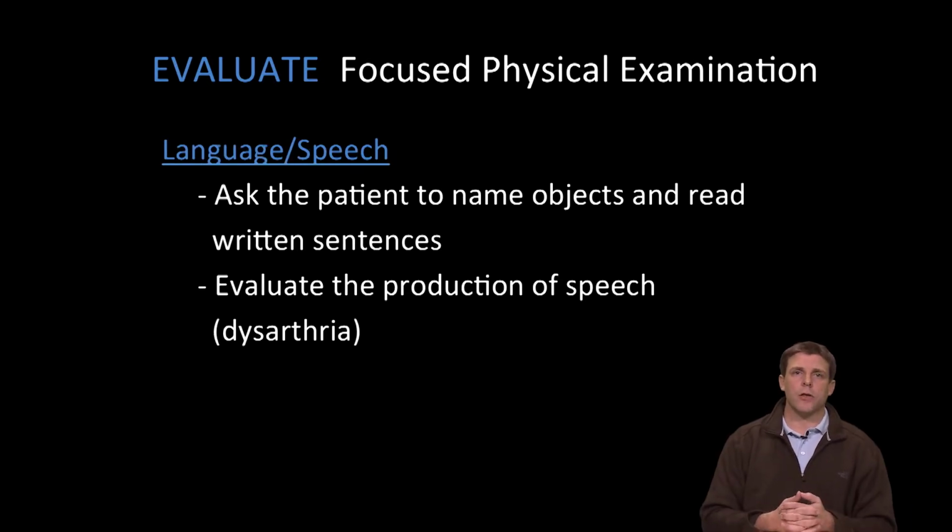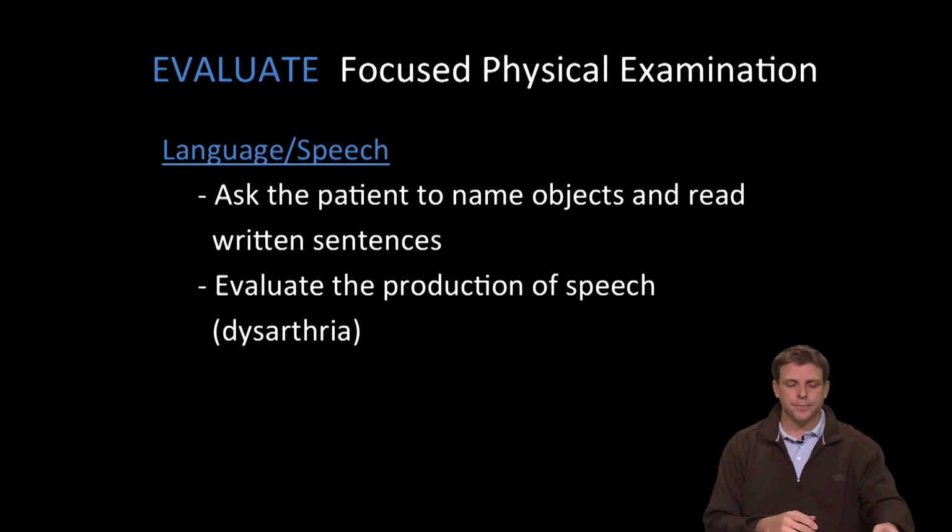Assessing the language or the speech of the patient is important. And of course, it's first necessary to determine if they can speak, as in our case, the patient is unable to speak. But you can ask the patient to name objects and read written sentences. So perhaps present the patient with a pen and ask them to name the pen and what the name of the object is, and then to read sentences. And this can give us a good idea if the patient is able to process commands as well as identify objects and read. We can also evaluate at this point the production of speech, and that's very important because some patients will manifest what we call dysarthria, or an inability to speak clearly.